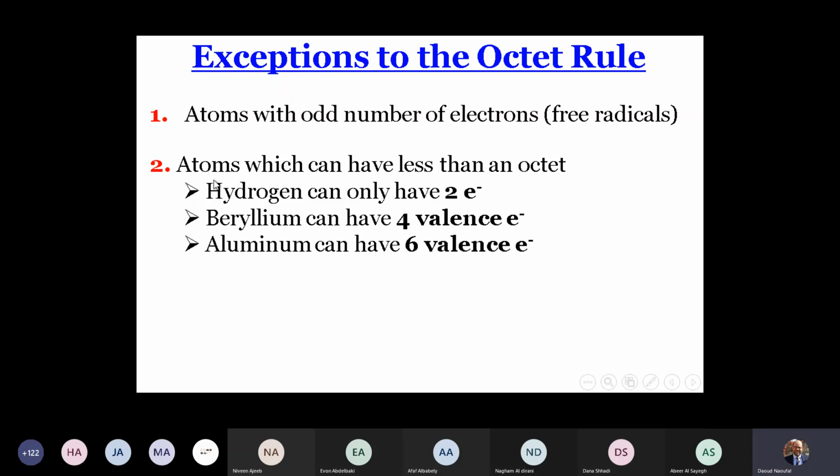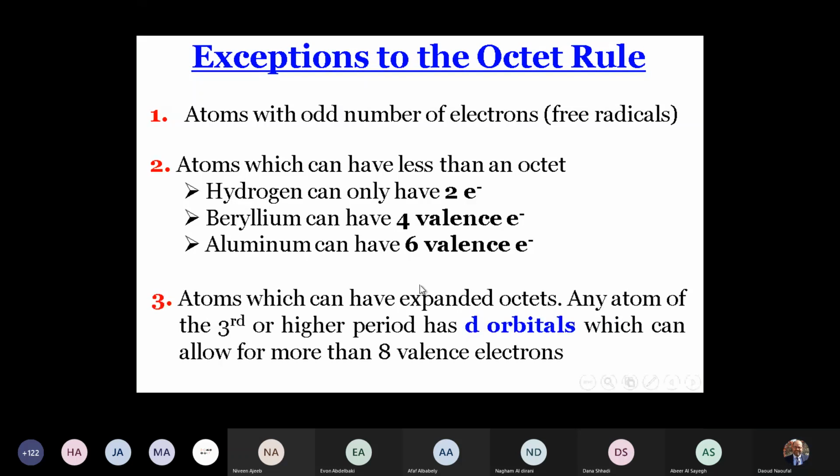We have also other exceptions. Some atoms can have less than the octet. For example, hydrogen can have 2 electrons, beryllium, Be, can have 4 valence electrons, and aluminum can have 6 valence electrons. We have also boron. Boron can have 6 valence electrons. Pay attention to exception 3.